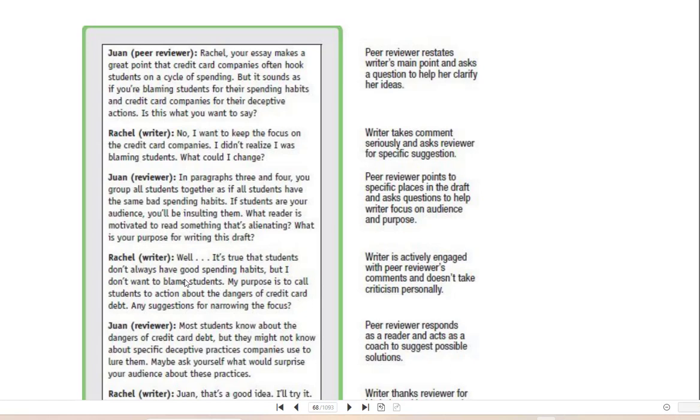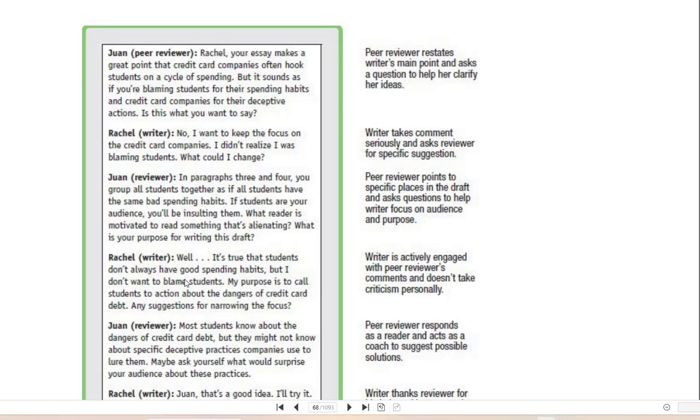Juan, the reviewer: In paragraphs 3 and 4, you group all students together as if all students have the same bad spending habits. If students are your audience, you'll be insulting them. What reader is motivated to read something that's alienating? What is your purpose for writing this draft?